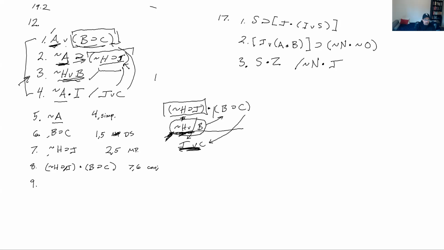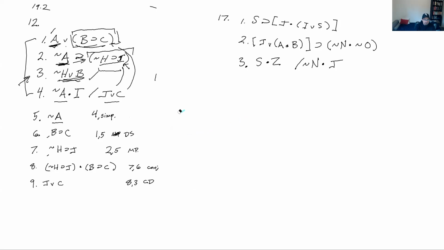9, now I'm going to take this not H or B, and I'm going to use constructive dilemma. So from 8 and 3, constructive dilemma, I get J or C. That's that. We have our conclusion. We're done. Now, before I move on, I just want to show one common mistake that I see.